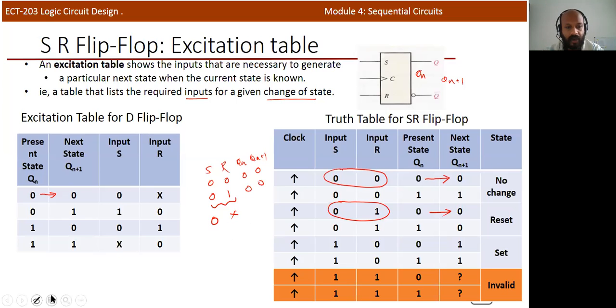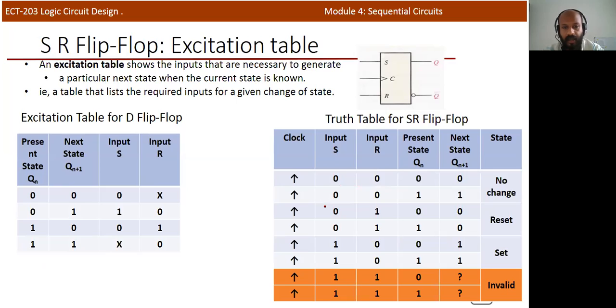Okay. Similarly, now we need to verify the condition 0 to 1. When this 0 to 1 occurs, this is only one possibility. That state change occurs when the SR inputs are 1, 0. So we can write 1, 0. Now we can consider another possibility, that is 1 to 0. Okay. Qn and Qn plus 1 are 1, 0. This is only one possibility. For that, the SR input should be 0, 1. So we can write 0, 1.